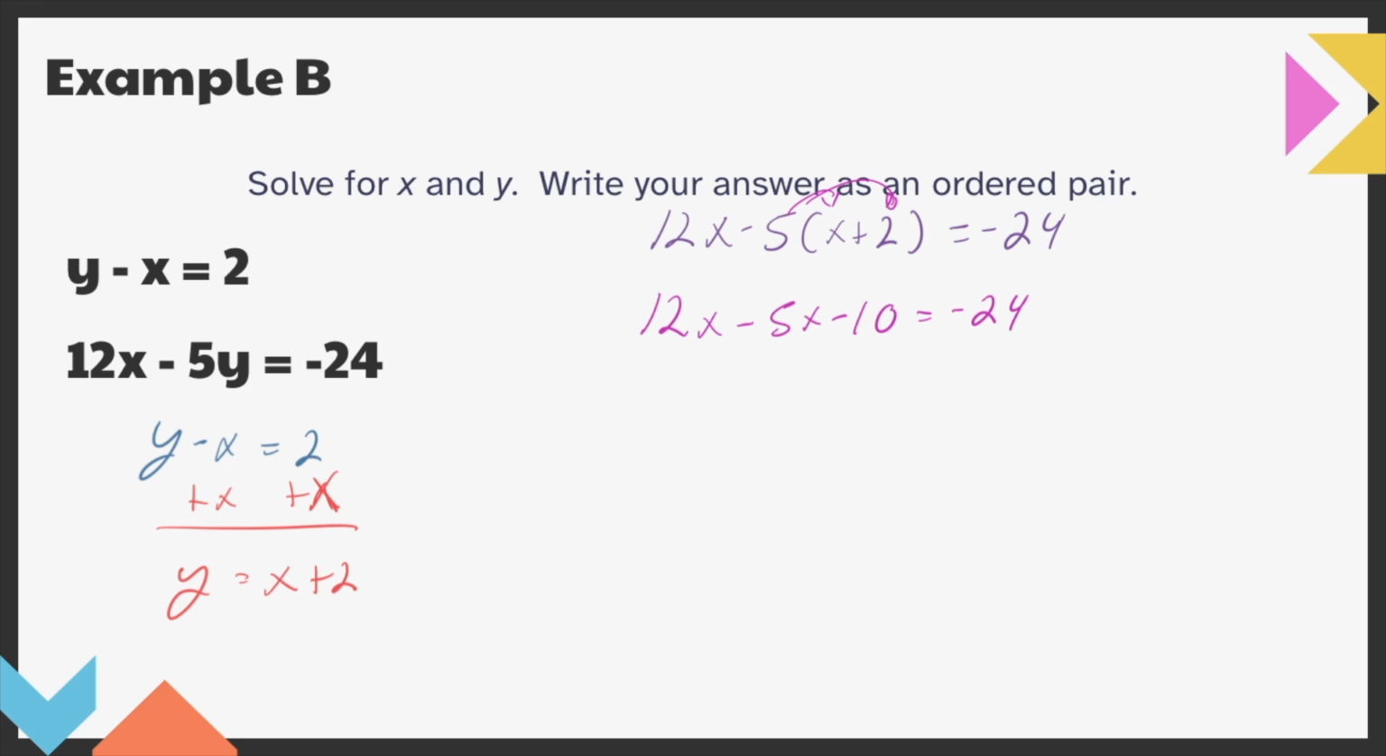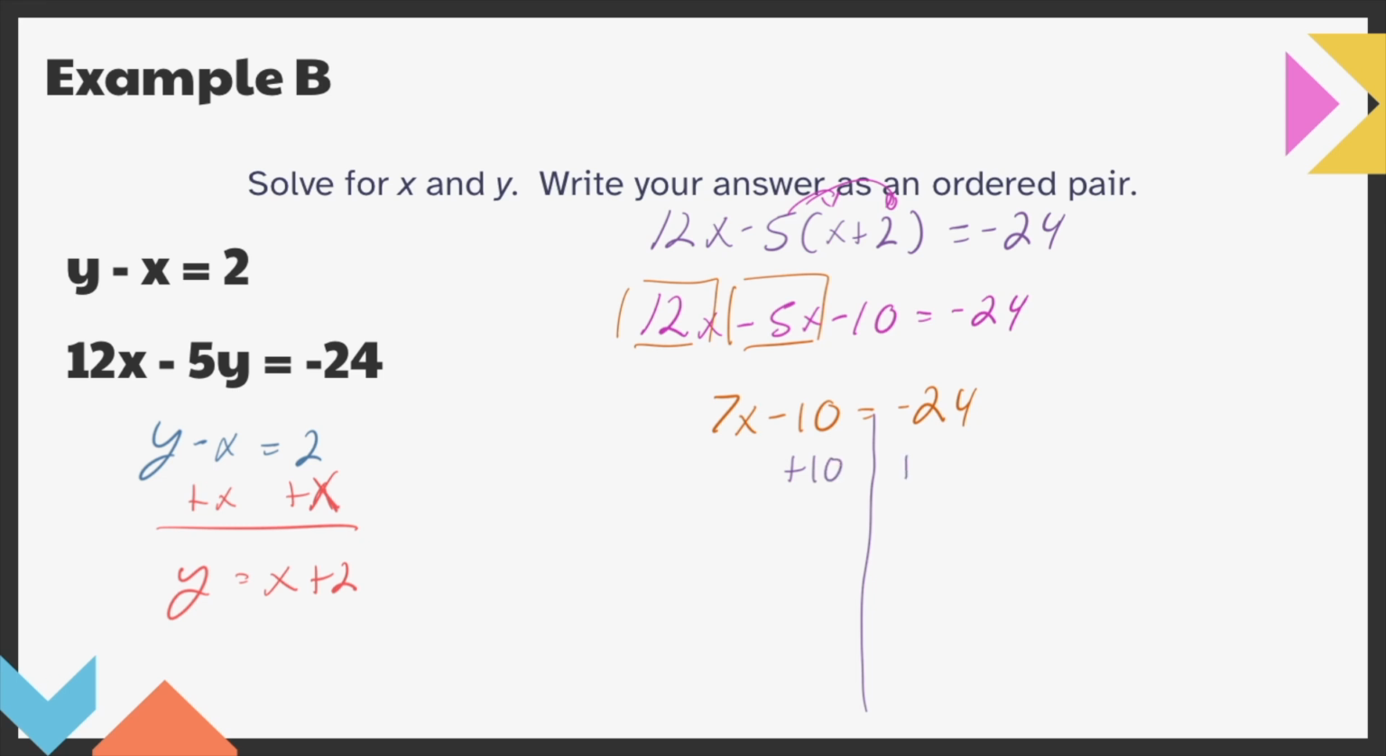Now it's time to combine our like terms. So we're going to combine our x's. So we've got 12x and negative 5x. Those are going to give me positive 7x. 7x minus 10 is equal to negative 24. And now we've got a regular two-step equation that we had to solve, so we draw our wall.